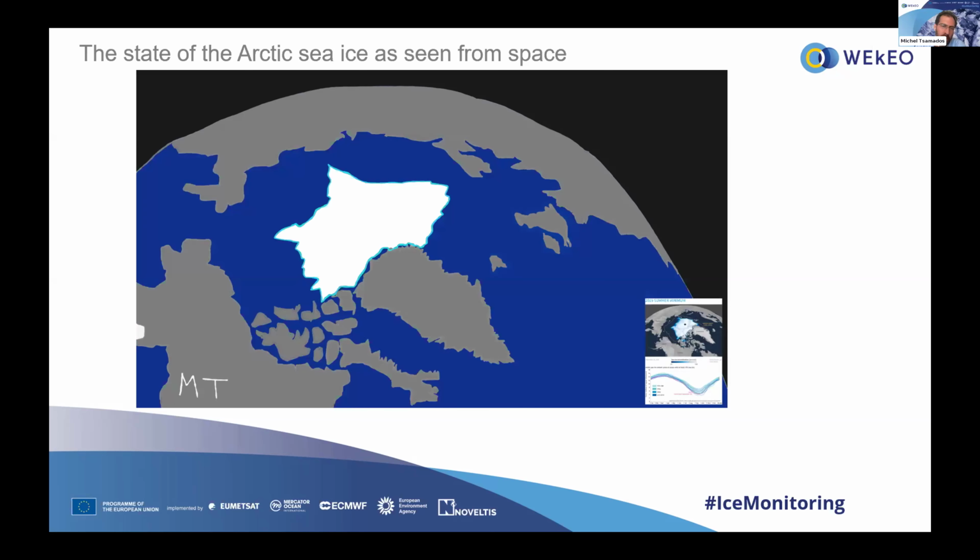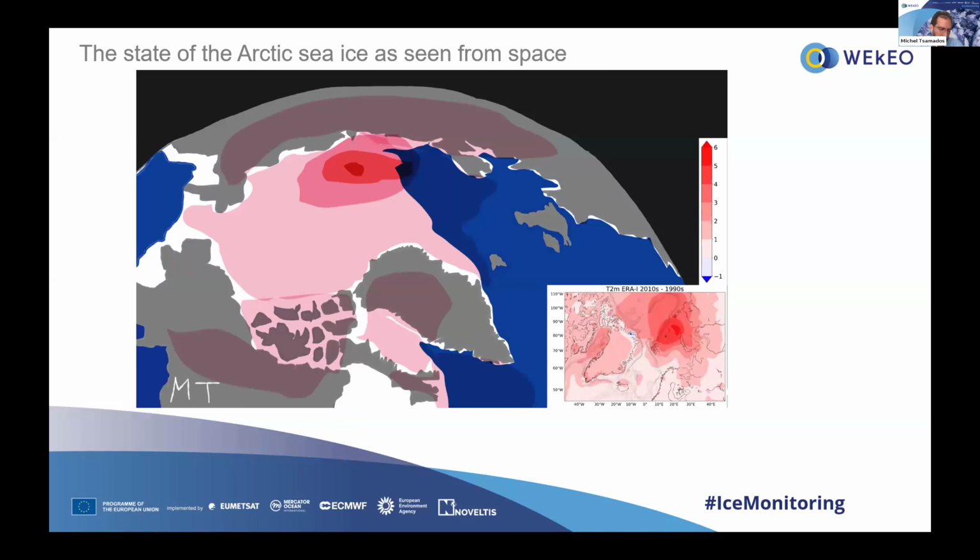And if you look at the end of the summer, the sea ice shrinks and melts, and we have about 4 million square kilometers. So this is happening every year. There's a kind of breathing pattern.